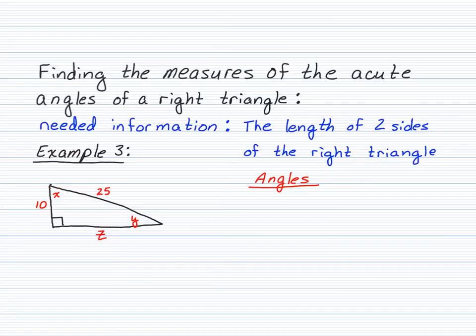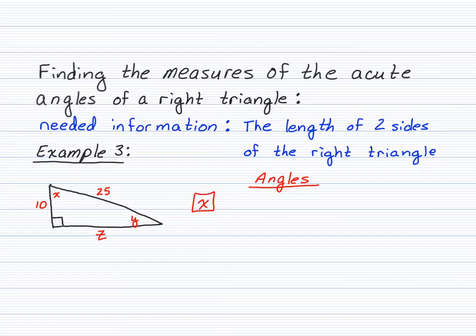So the second thing that we're going to be using our trig functions for is finding the measures of the acute angles of a right triangle. Now, in order to find the acute angles, what we need to know is the length of two sides of our right triangle. So in the problem that we are given here, we know this side and we know this side. So we have the length of two sides. So let's take a look at how we find angle x.